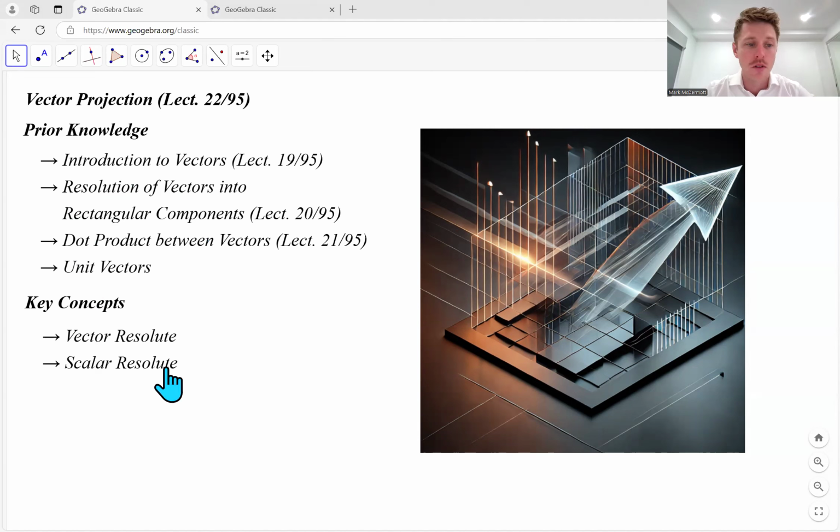The key concepts we'll cover will be what's called the vector resolute and the scalar resolute. And yeah, it's probably the most challenging idea we've covered in vectors so far. So let's get into it.